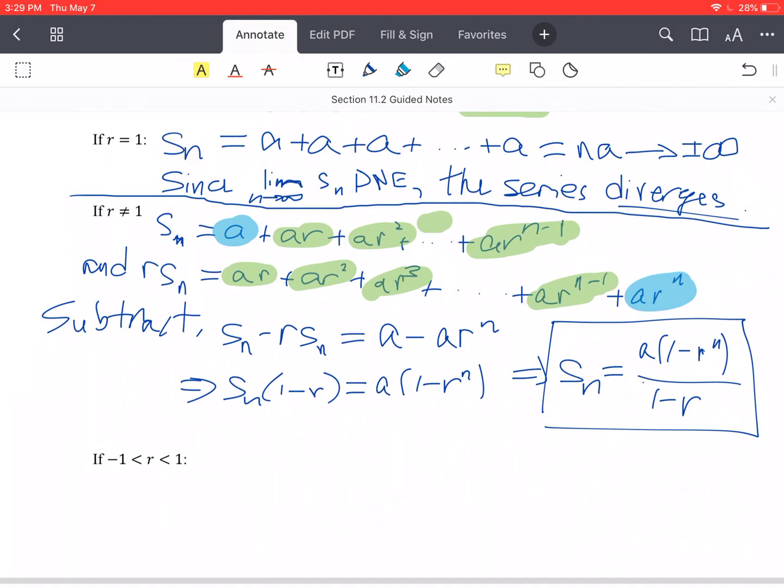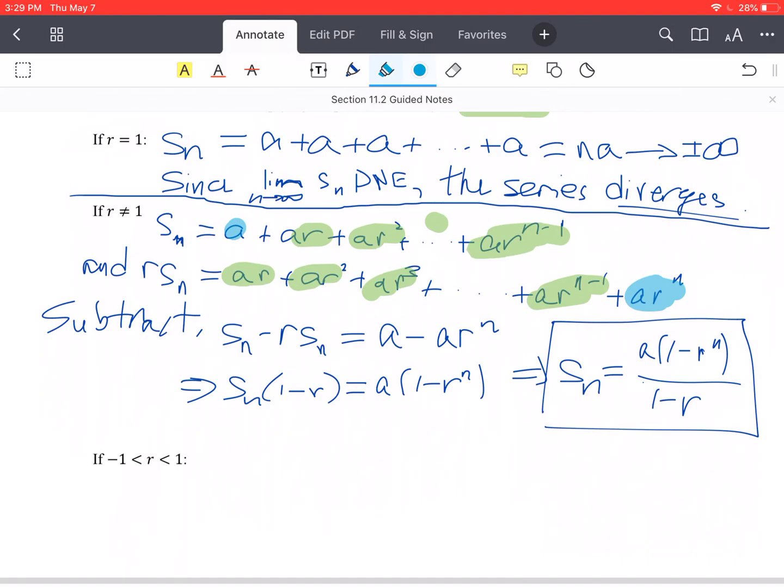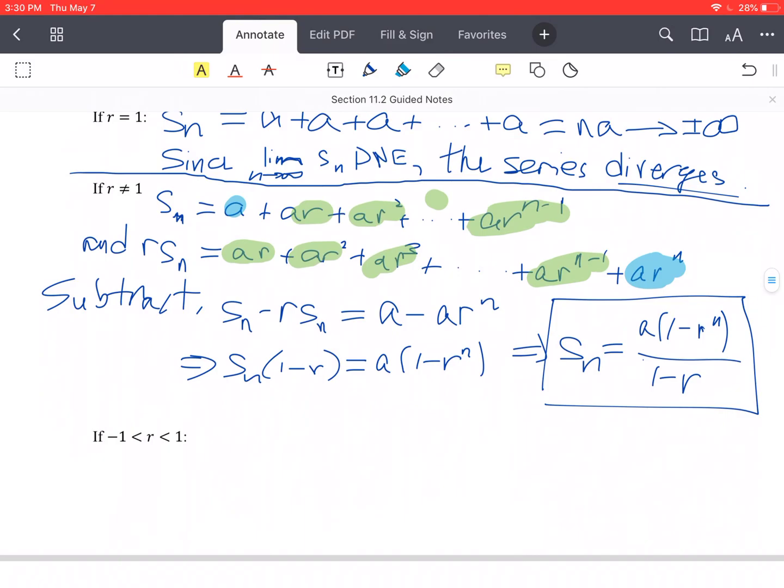But let's look at what exactly is going on here, because we know it's not going to work at r equals 1, right? We can see that right here. That would give us an undefined value. It's not going to work when r is bigger than 1, right? Because if this one diverged to infinity, well, if you start multiplying by bigger and bigger numbers, certainly that's also going to diverge. So let's look at what happens when r is between -1 and 1.